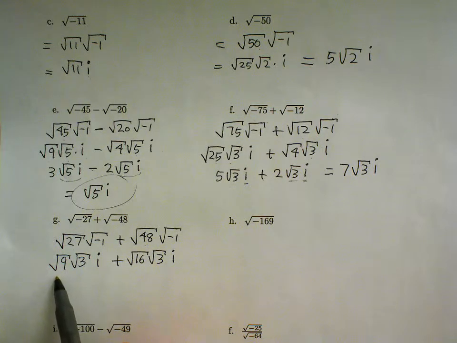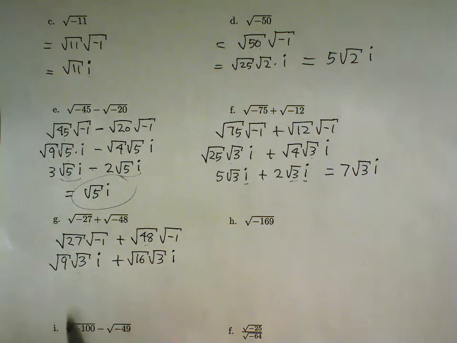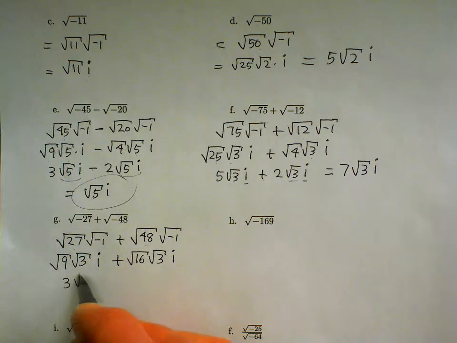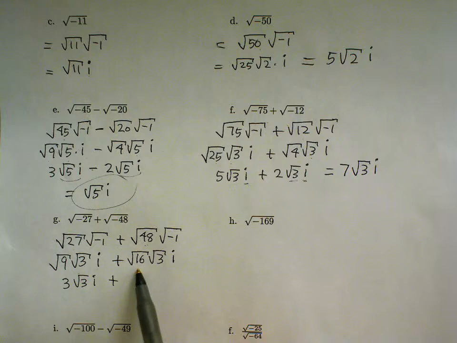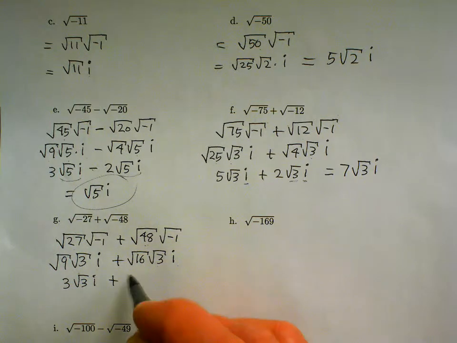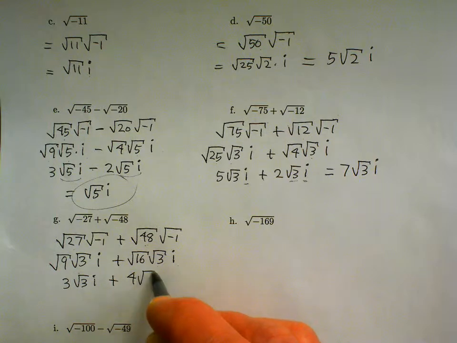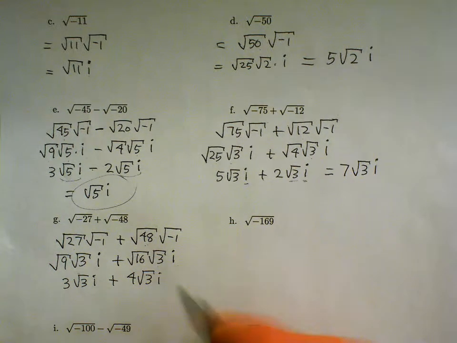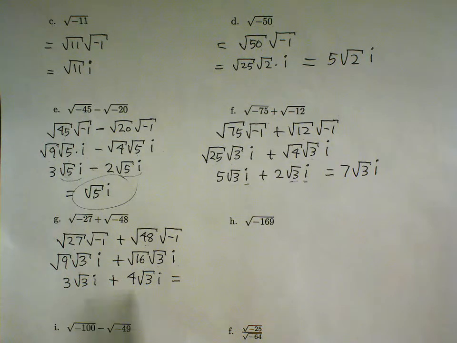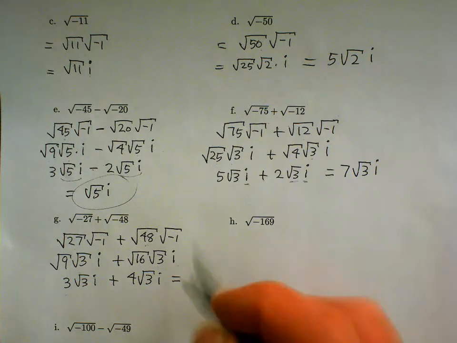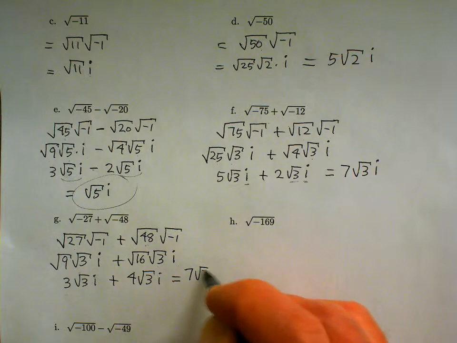Then in the next step, the square root of 9 times the square root of 3 times i simplifies to 3 times the square root of 3 times i. And then we're adding that to the square root of 16 times the square root of 3 times i, which simplifies to 4 times the square root of 3 times i. And the terms are like terms. They have the same radical, square root of 3, and also a factor of i. So when we add those up, we get a total of 7 times the square root of 3 times i.